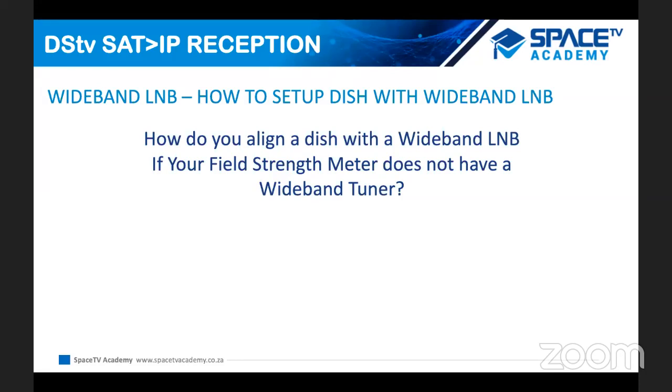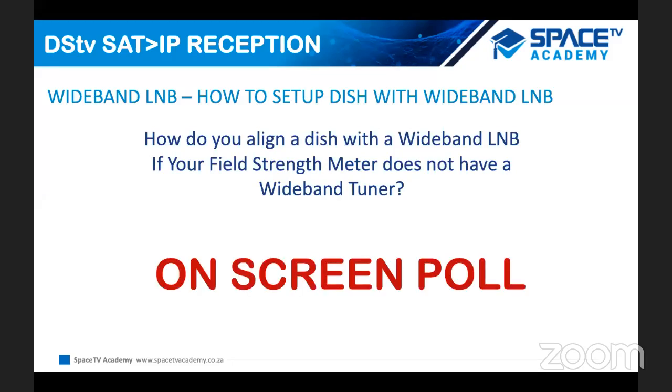We are now going to run an on-screen poll with this question, and you will see it pop up on your screen, and then you can all vote yes or no. So the question is, when installing a dish with a wideband LNB using a meter without a wideband tuner, you align the dish using a single LNB, and once the dish is aligned, you swap the single LNB with a wideband LNB. You can either click yes or no, and then just click submit. We will give a few minutes for this.